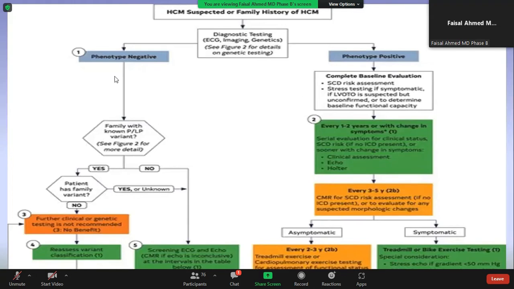And in another variant where cardiac hypertrophy is absent, but there is positive family history, we should look for the pathological variant of the gene, whether he is carrying the gene or not. If he is not carrying the gene, the patient can be evaluated every 3 to 5 years with ECG and echo.